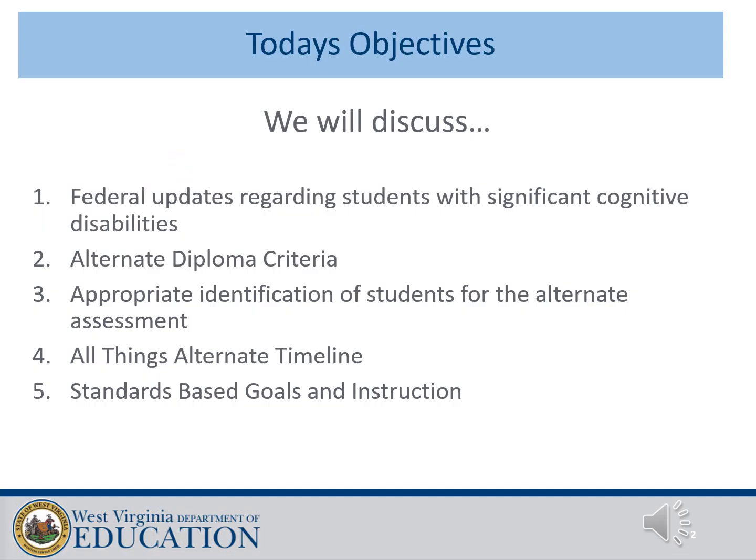So the objectives for today's webinar, we will be discussing federal updates regarding students with significant cognitive disabilities. We're going to look at the criteria for the alternate diploma, how to appropriately identify students for the alternate assessment. We will be looking at an all things alternate timeline, as well as examples and guidance around standards-based goals and instruction.